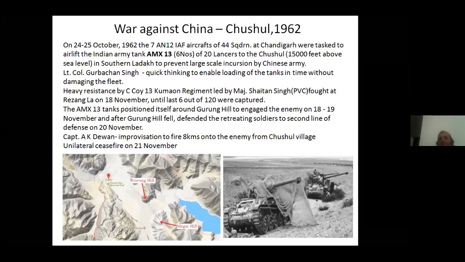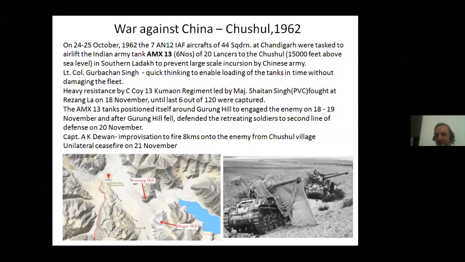Initially they encounter a couple of problems when they try to load the tanks. Because of the tracks, the tanks slip off from the aircraft, from the slope that they have to take. So again, innovation comes in. Hum jugaad kar lenge. That's a very common Hindi word in the north here. Lieutenant Colonel Gurbachan Singh comes up with a quick idea and says, come on, let's get somebody to build a ramp here. He gets a carpenter, builds a ramp, and enables these tanks to be loaded effectively. It's still a very difficult job. It just can't ride in here.